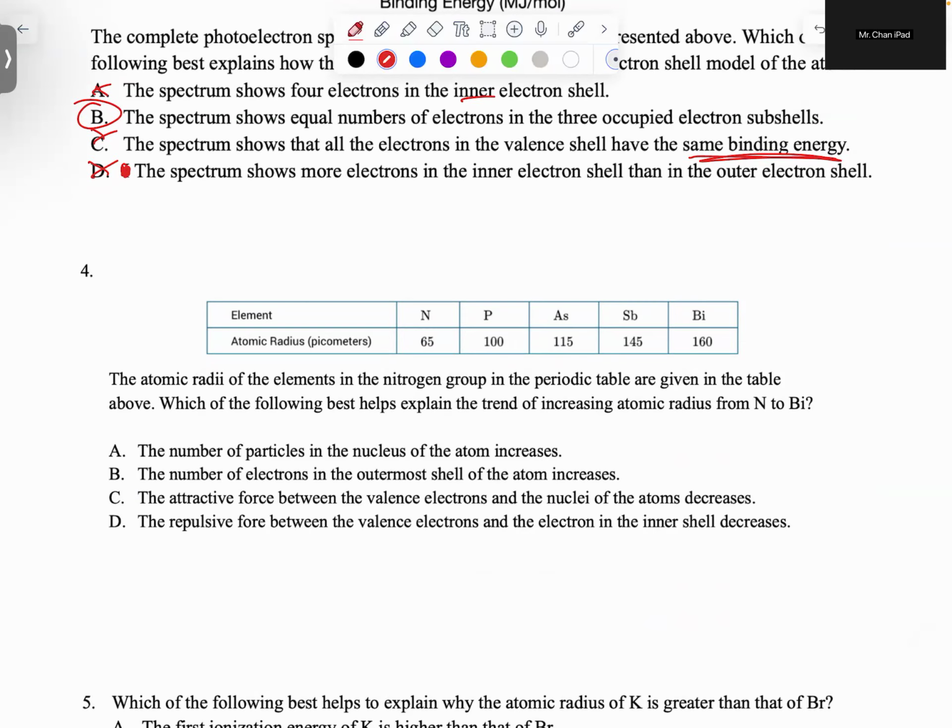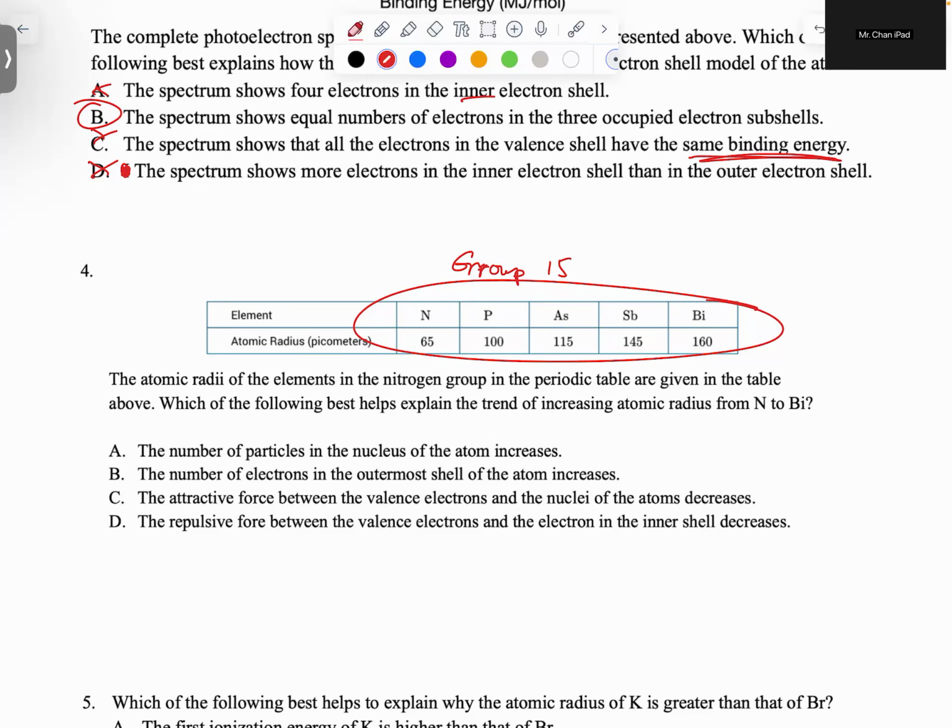All right, now you've got some elements right here. What do we see here? These elements are all in group 15. Okay, group 15. The atomic radii of the elements in the nitrogen group in the periodic table are given in the table above. Which of the following best helps explain the trend of increasing atomic radius?